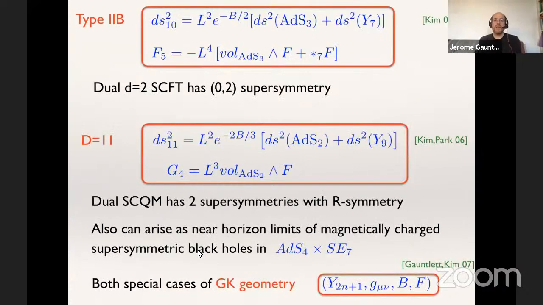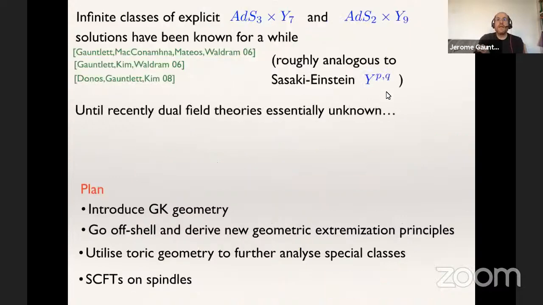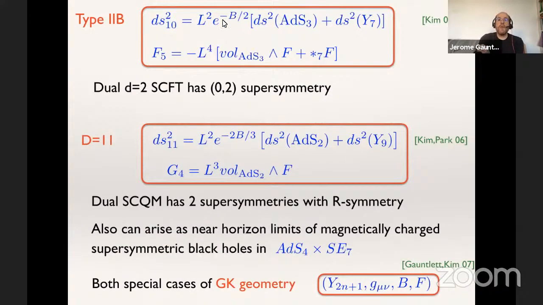So let me tell you what the kinds of solutions that we're interested in are. In type IIB, it's AdS3 cross Y7, and in D equals 11, it's AdS2 cross Y9. In both cases, notice that it's a warped product because there's this capital B, which is a scalar. B is a function of Y7, and here B is a function of Y9. So this has all the isometries of AdS3 and AdS2, but it's a warped product because of the existence of this function B.